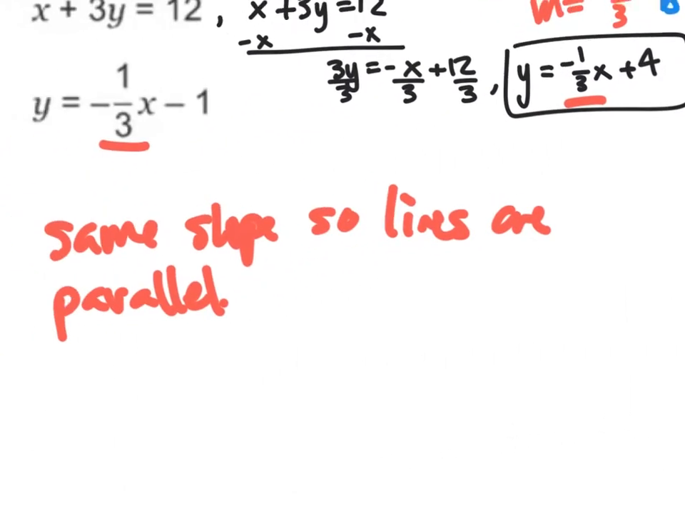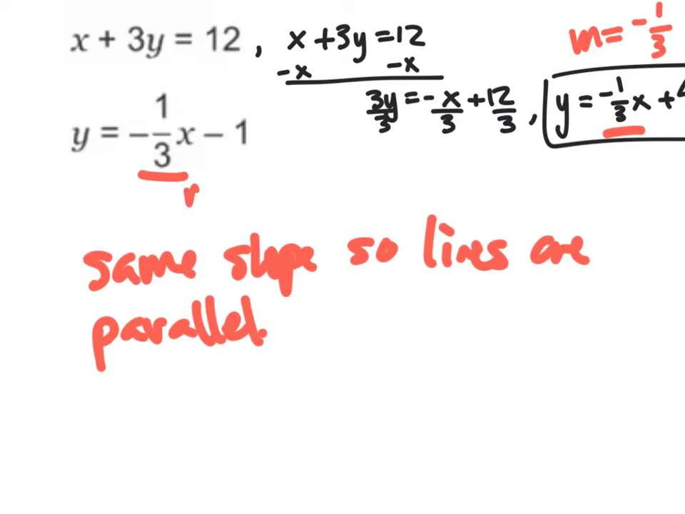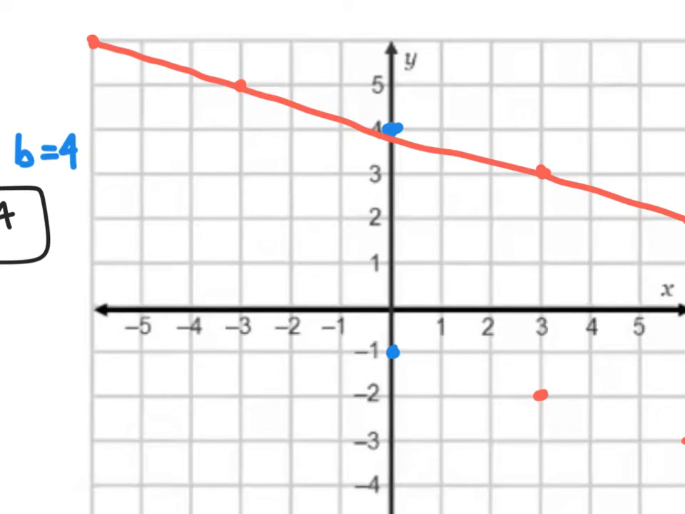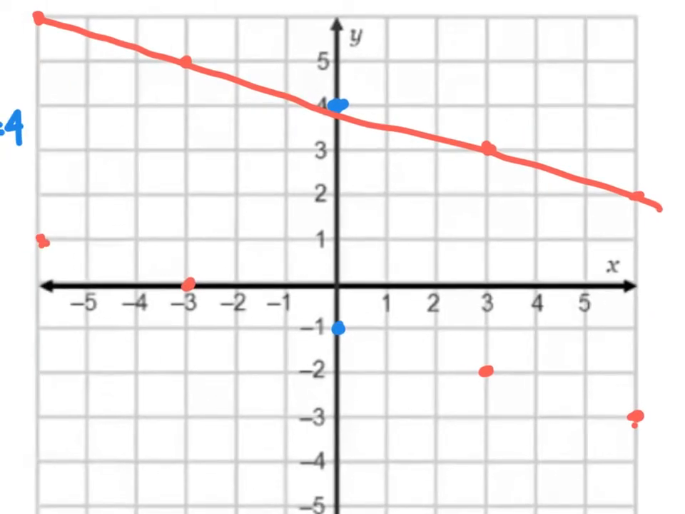All right, and then the other one, we had a slope of negative 1/3, and then we had a y-intercept of negative 1. So I'm going to do the same thing over here, plot negative 1, and then my slope is down 1 to the right 3, down 1 to the right 3, and then up 1 to the left 3, and so on. So we end up getting the same thing here.